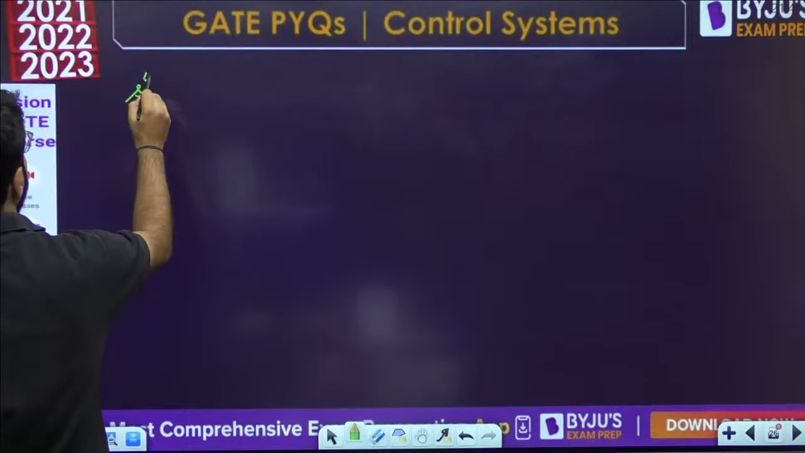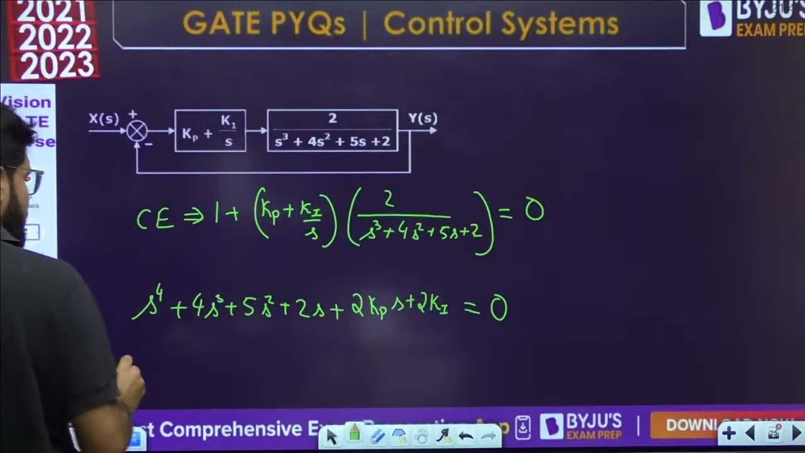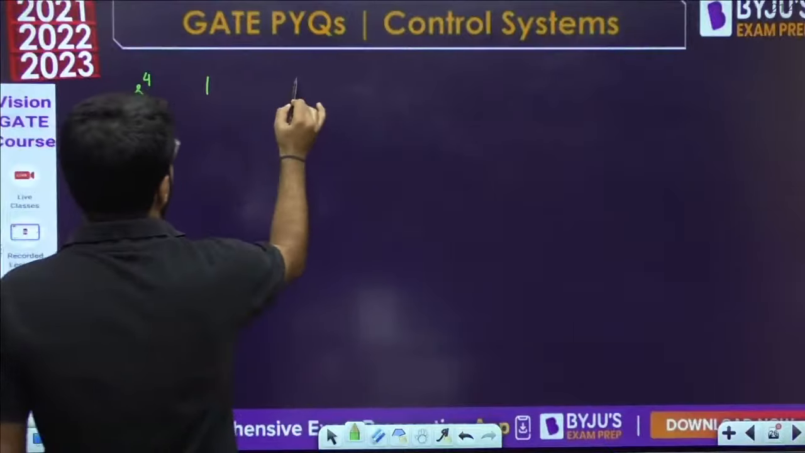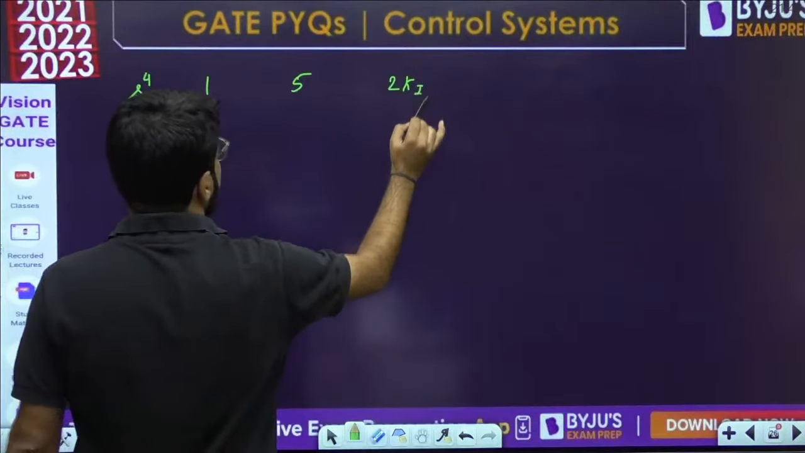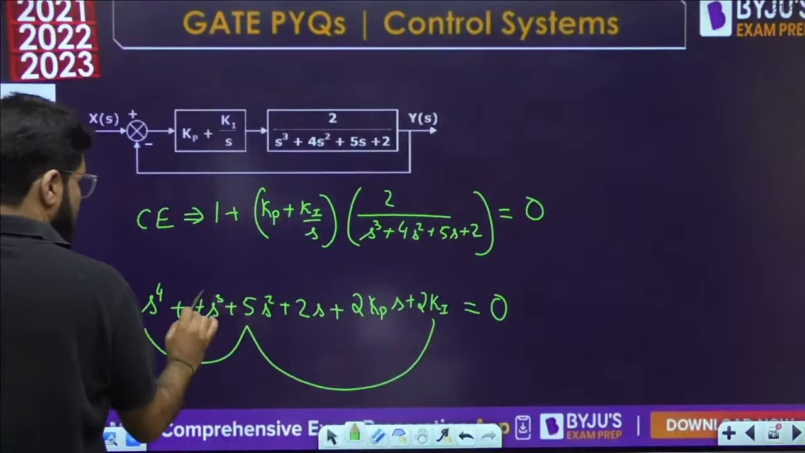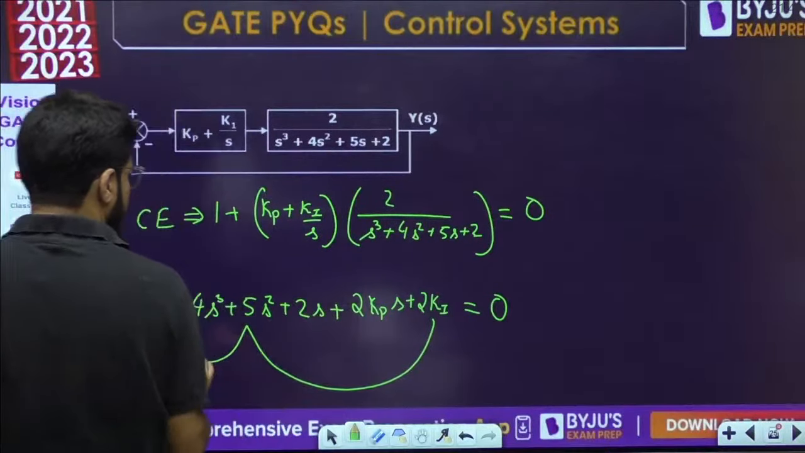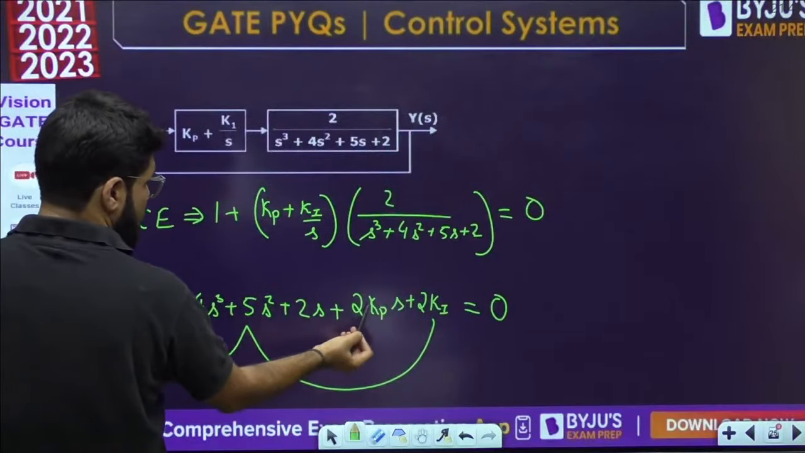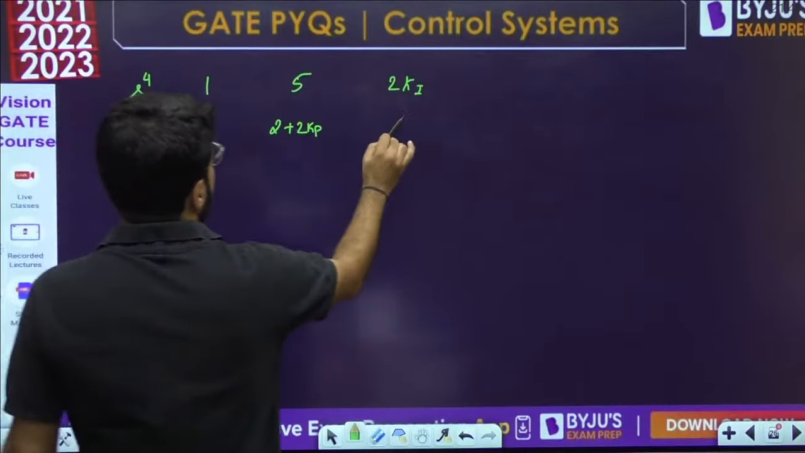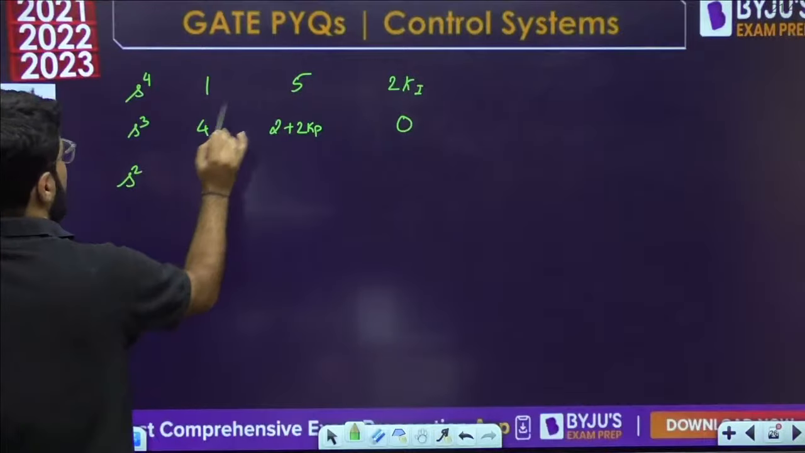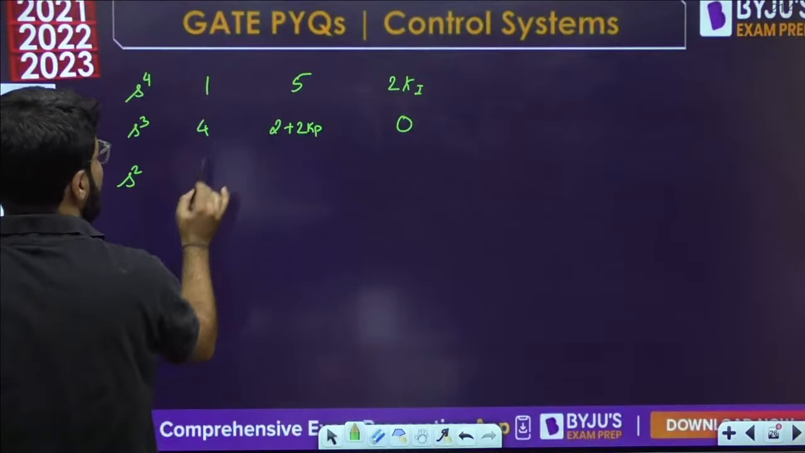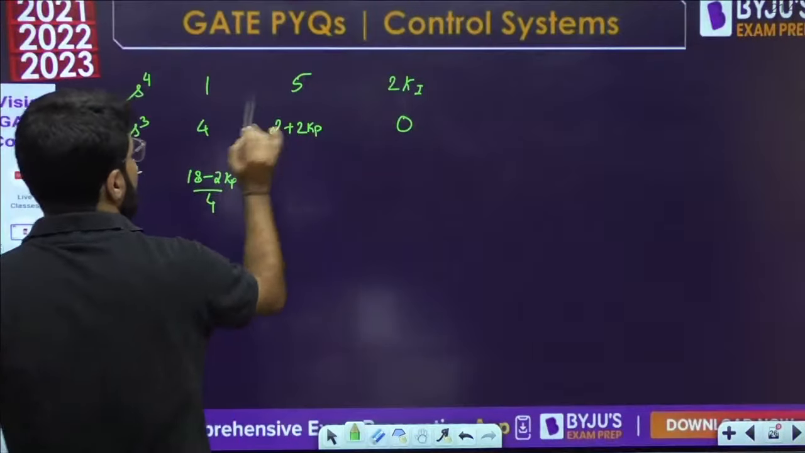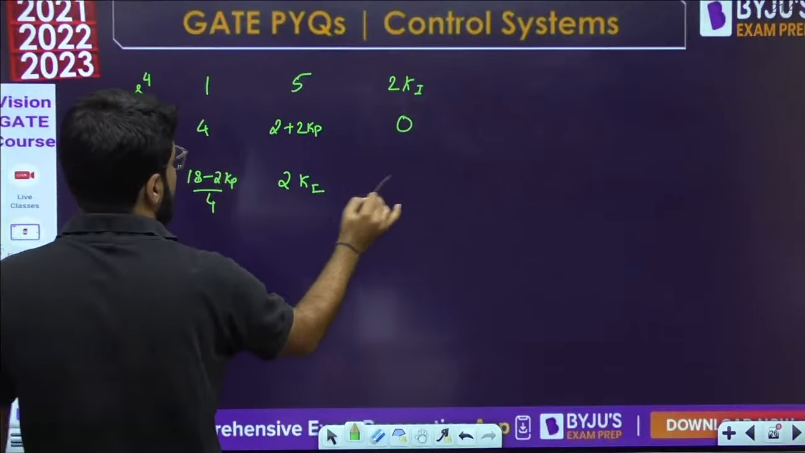So now if I feed it into the Routh array, with the first two rows s power 4 and s power 3: for s power 4 we have 1 and 5 and directly 2KI. You have 1, you have the 5 and you have the 2KI, correct. Then s cube: the 4 and (2 plus 2KP), 4, (2 plus 2KP) whole multiplied by s you can write, and then 0. s square: 20 minus 2, 18, (18 minus 2KP) divide by 4, and 4 into 2KI divide by 4, so this is 2KI. Last element anyway is 0.